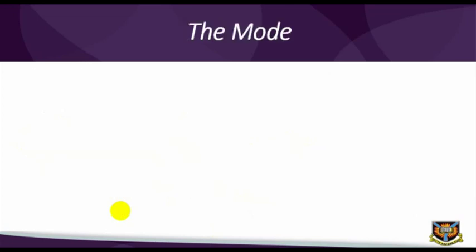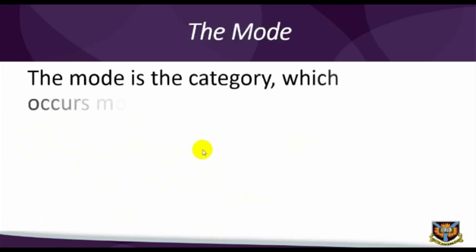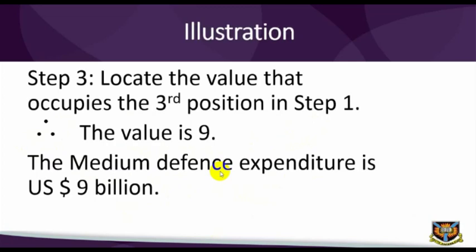Another illustration, assuming in addition to those 5 years, the defense expenditure for year 2000 is 12 billion dollars. Find the median. Step 1. Arrange: 5, 8, 9, 10, 11, 12. Step 2. Compute n plus 1 over 2, is equal to 6 plus 1 over 2, is equal to 7 over 2, is equal to 3.5 position.